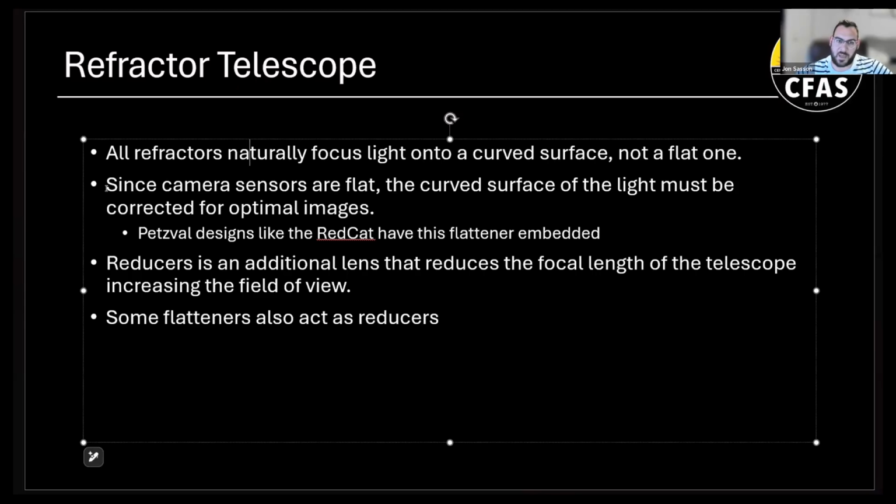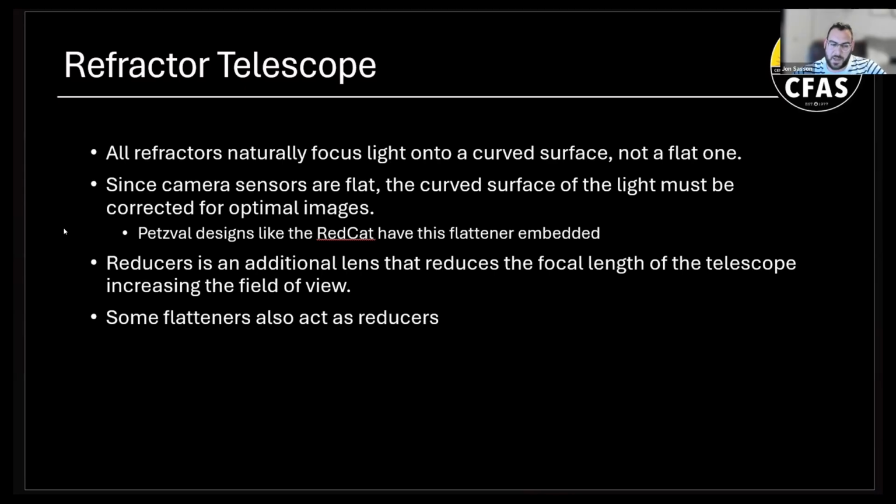Since camera sensors are flat, you have to correct that curvature to get optimal images, or you might get weird aberrations in the corners. That's where a design like the Red Cat will have this flattener already inside the tube, part of it. Or with some older designs, you might need to get a flattener that you screw on the back of the telescope separately. So when you hear people saying that you need a flattener with the telescope, that's what they're talking about.